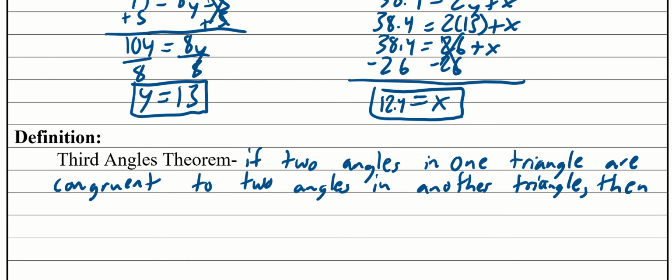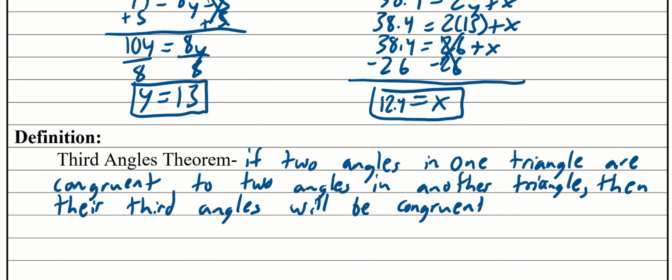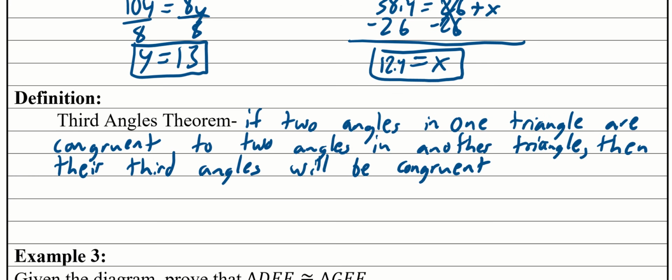Okay, I'll give you a sec to write all that. If two angles in one triangle are congruent to two angles in another triangle, then what I can say is their third angles, or the third angle of each of them, will be congruent. Okay, and I'll explain what this means more.